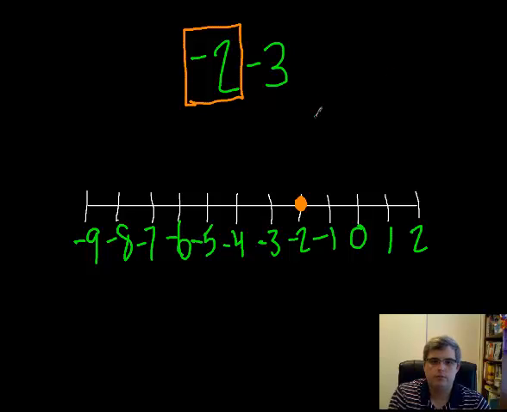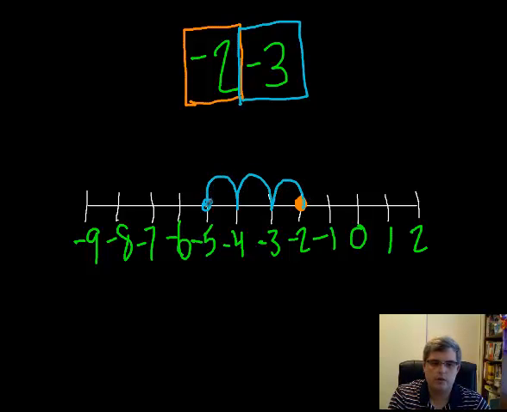After negative 2, box the number that's left and the sign in front of it. This is a negative 3. Which direction is negative? You got it by now, to the left. So we're going to move left 3 times. So 1, 2, 3 to our answer. Negative 2 minus 3 is equal to negative 5. Getting the hang of it?